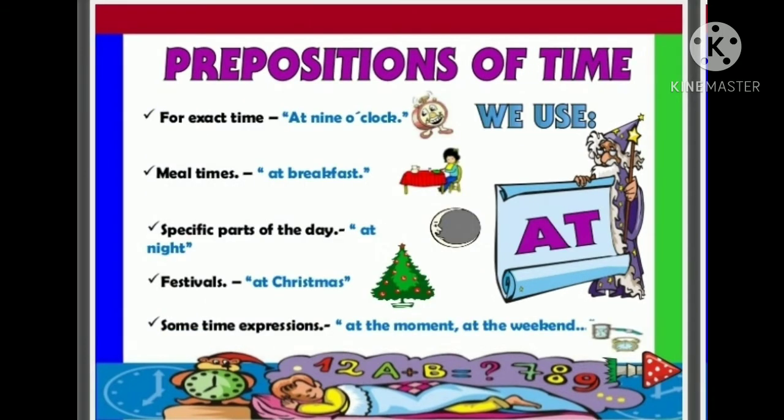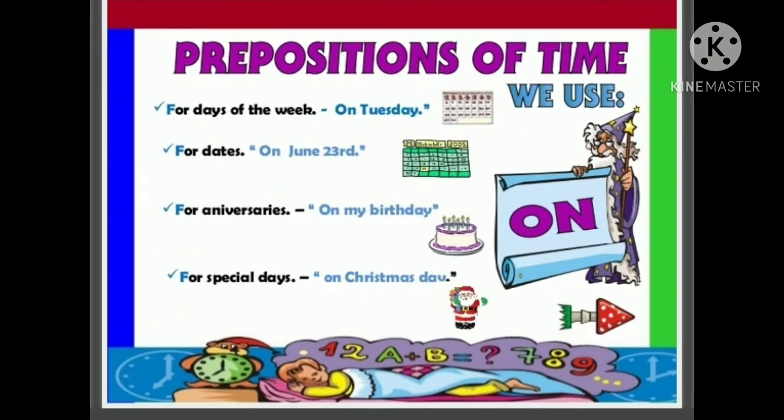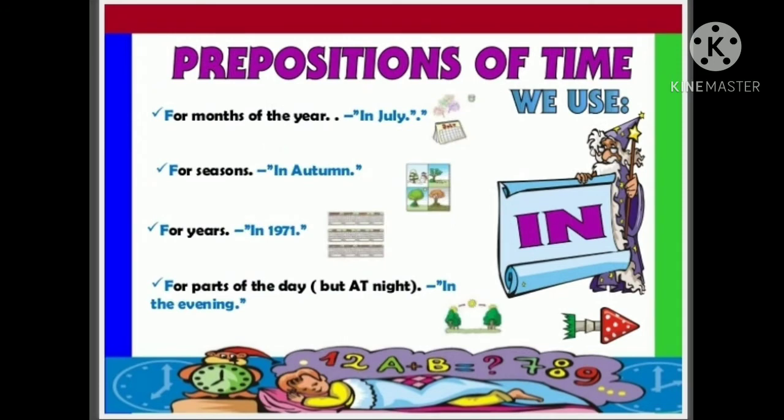Now as you can see in the image, at is used for exact time, for meal times, for specific parts of the day, for festivals, and for some time expressions. Moving to on. On is used for days of the week, for dates, for anniversaries, and for special days. And in is used for months of the year, for seasons, for years, and for parts of the day.